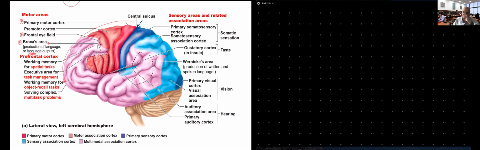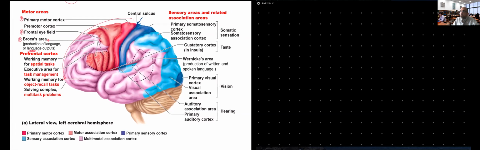All right, so moving on to another area in the frontal lobe. This is my prefrontal cortex. And the prefrontal cortex is going to be responsible for working memory, task management, memory recall, solving complex multitask problems.